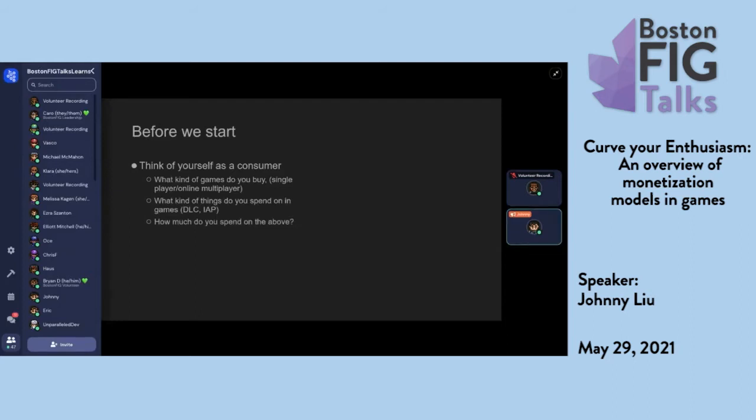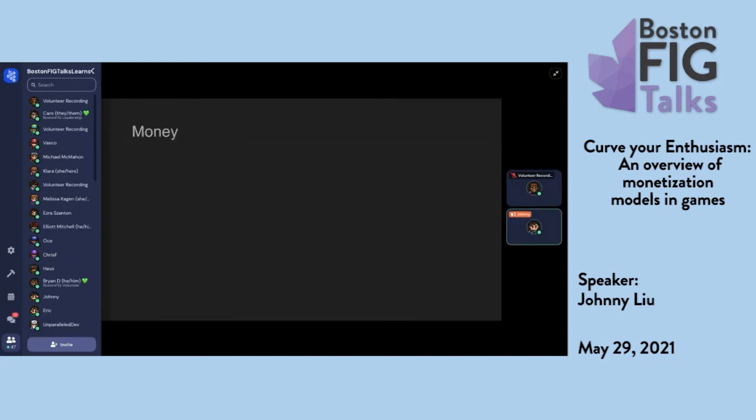And then I want you to think of yourself as a developer. What kind of game do you want to make? How much money do you want to make in salary? Or if you want to lead a team in the future, how much money do you think your team should make? Because these are, in essence, the balance that you need to think about while we go through this. So, money.